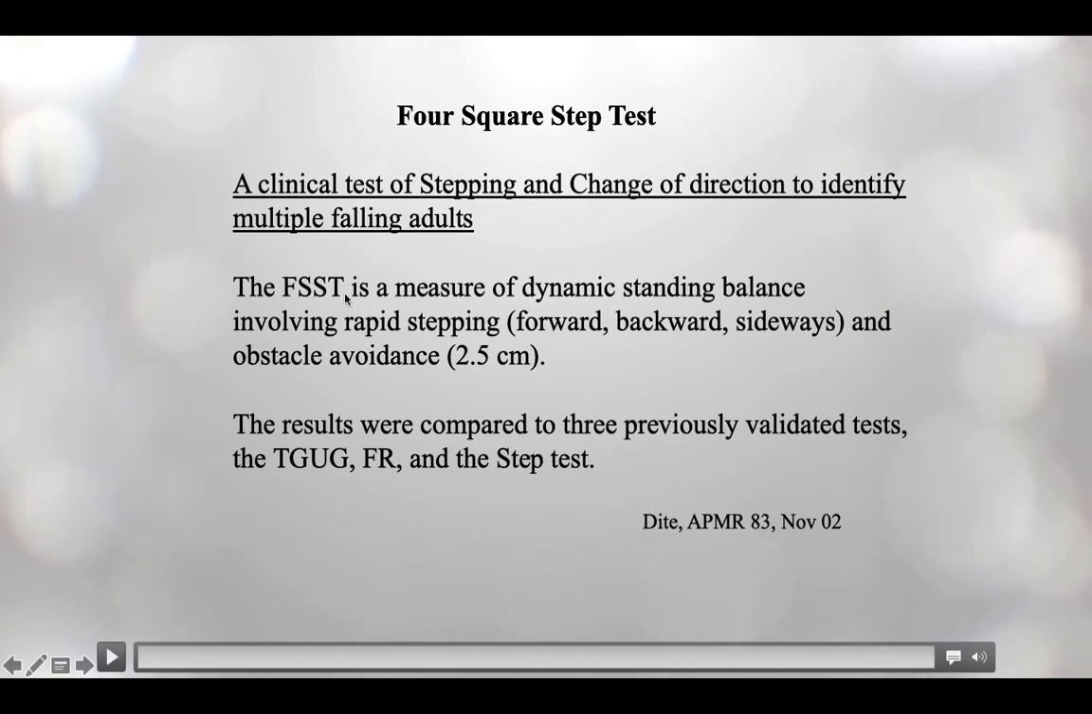The same thing we are doing over here, in the four square step test. We are measuring the different directions: forward, backward, sideways, and obstacle avoidance. I will tell you how this is done. So first listen to this. We are measuring dynamic balance in different positions: forward, backward, sideways.